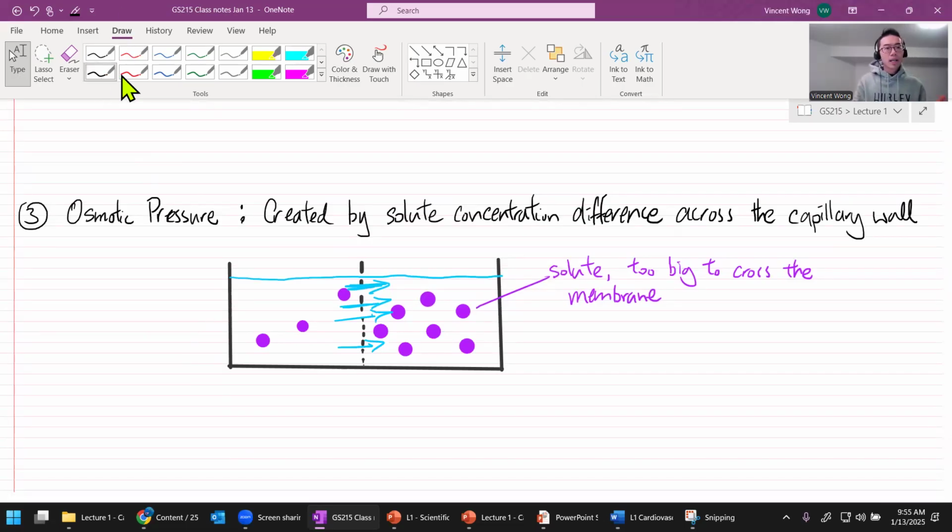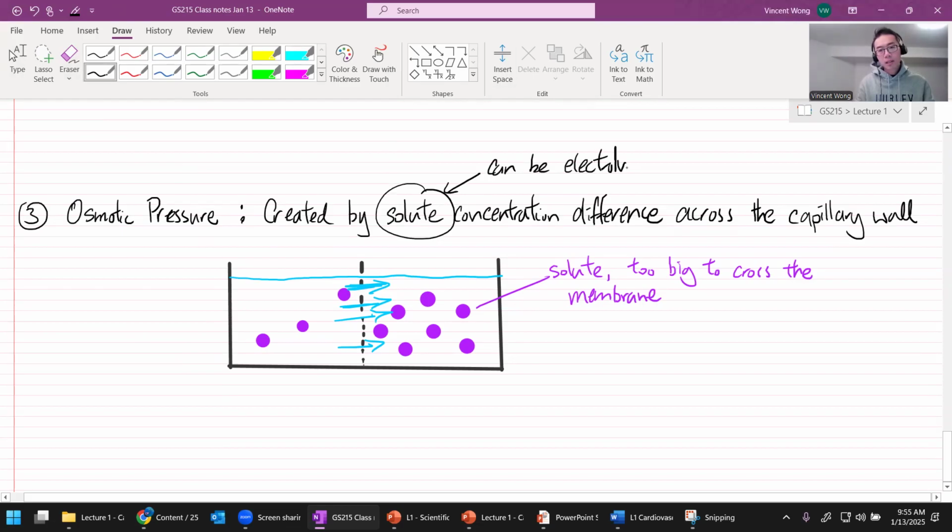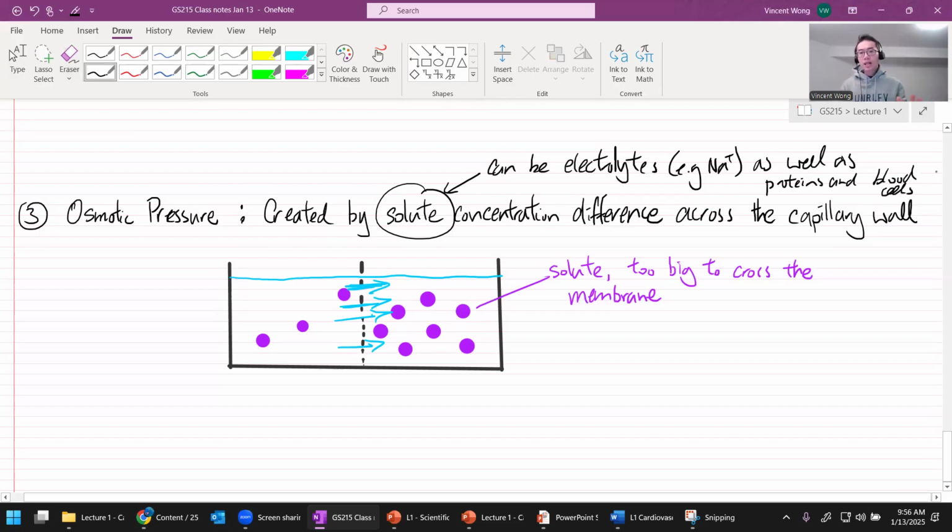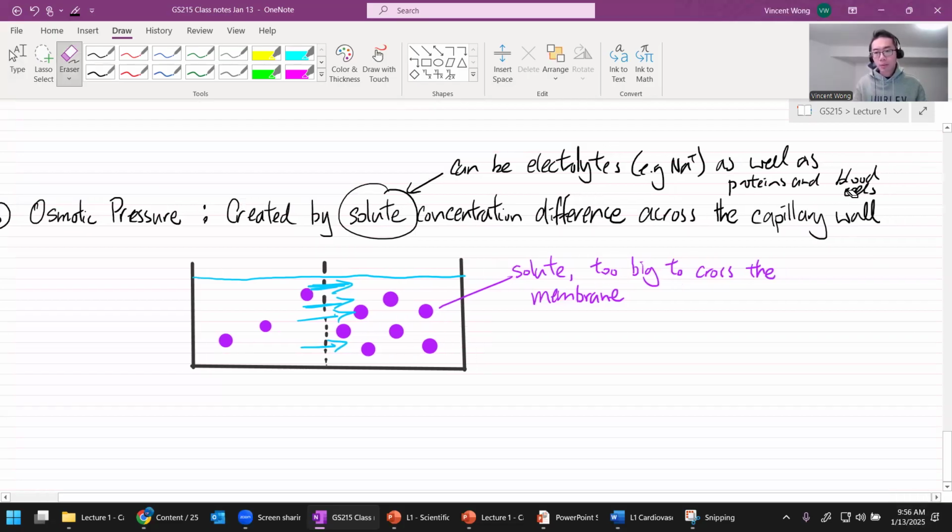Okay. So in the context of capillary exchange, the osmotic pressure is created by solute concentration difference, and these solutes can be electrolytes, mostly Na plus, as well as proteins and even cells, blood cells. Okay? So these things, here, let me rewrite that. Blood cells.